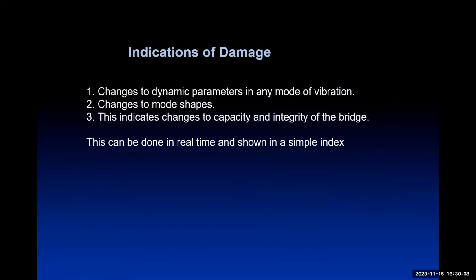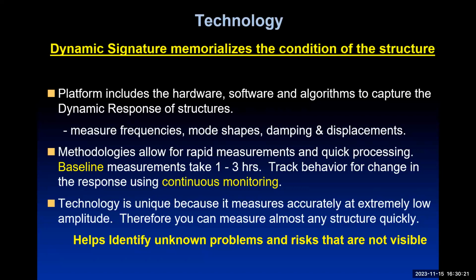So indications of damage are changes to the dynamic parameters in any mode of vibration, and that is frequency, damping, and mode shape. So the dynamic signature memorializes the condition of a structure. It includes hardware, software, and algorithms to capture the dynamic response of the structure. We need to measure frequencies, mode shapes, damping, and displacement. And it'll take 1 to 3 hours of continuous monitoring. That's all.